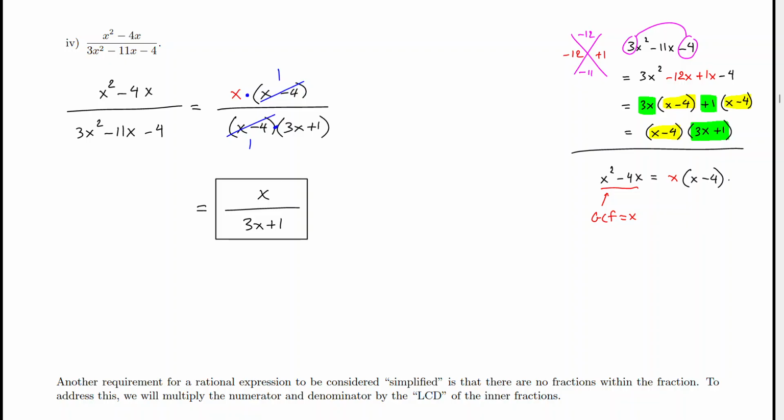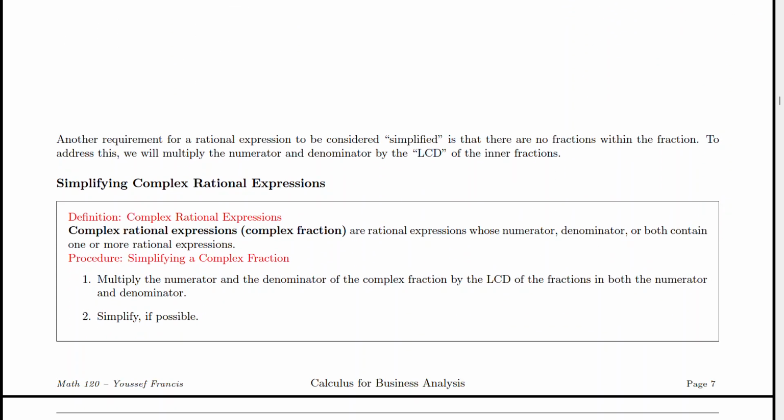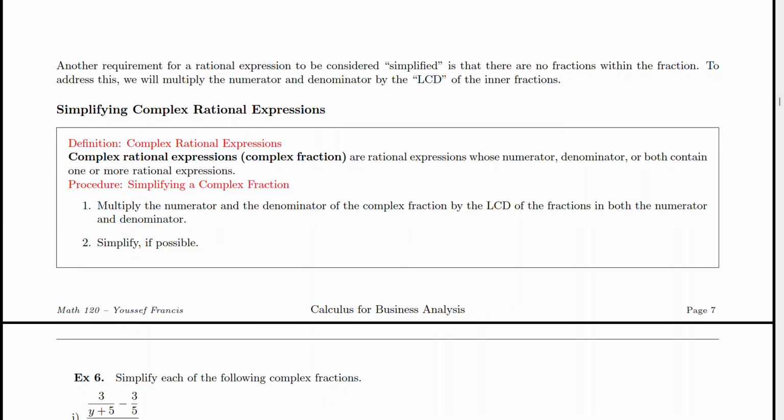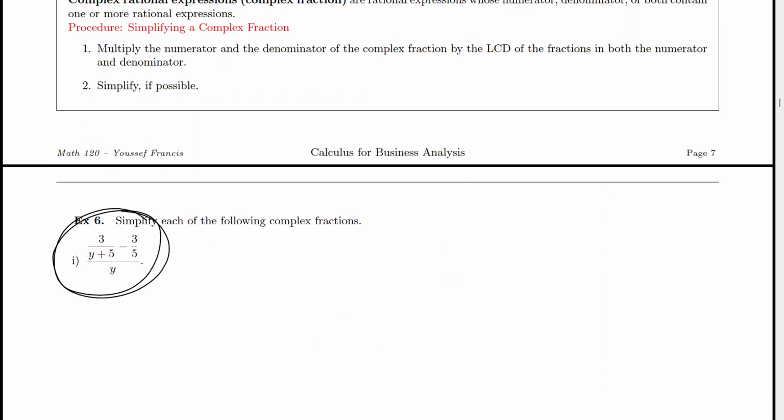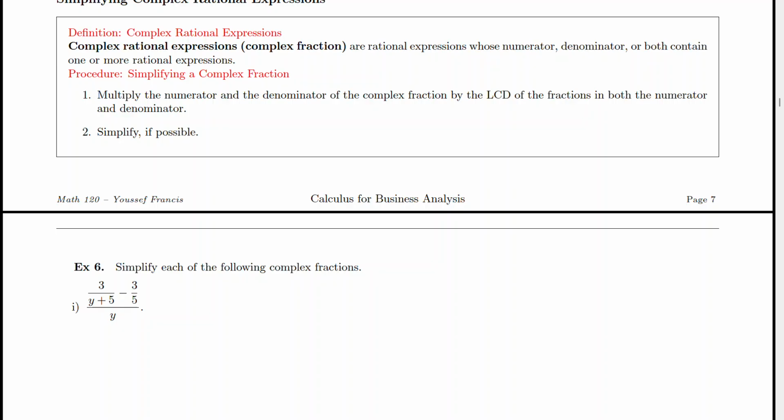Now, one thing we did not address with these two problems that we just finished doing is the complex rational expression situation. So first of all, what's a complex rational expression? It's basically a fraction where the numerator and the denominator consist of fractions themselves. So you may have things like this example here, where the numerator has the fractions 3 over y plus 5 and 3 over 5, and the denominator may or may not have fractions. In this case, it does have y, which is the same thing as y over 1. So how do you simplify these things?